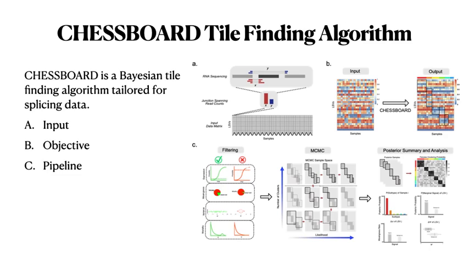To achieve this, the CHESSBOARD pipeline pre-filters the data for splicing variations of interest. Then the Bayesian algorithm is applied to this curated data set and optimized using an MCMC procedure. And finally, the posterior samples are summarized into tile labels for downstream analyses.